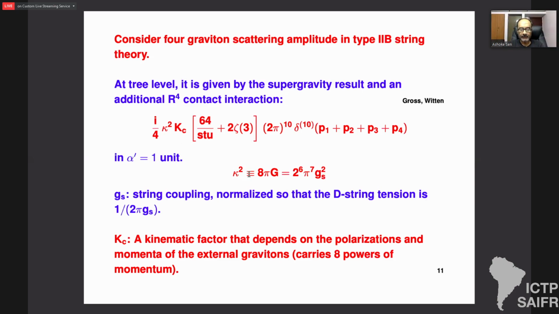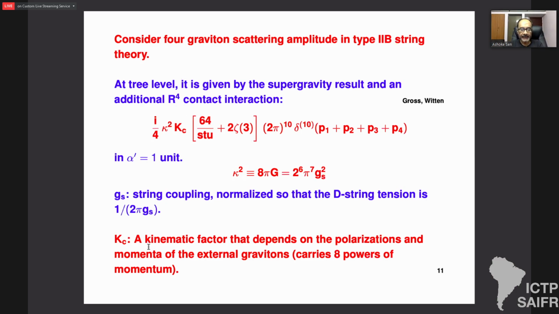Kappa squared is related to Newton's constant, but more importantly, it's related to the string coupling g_s by this formula. And in my convention, the string coupling g_s will be chosen in such a way that the D-string tension is 1 over 2 pi g_s. Because in the alpha prime equal to 1 unit, the fundamental string tension is 1 over 2 pi. Defined this way, S-duality, for example, has a simple action as g_s going to 1 over g_s. So that's why we choose g_s in this particular way.